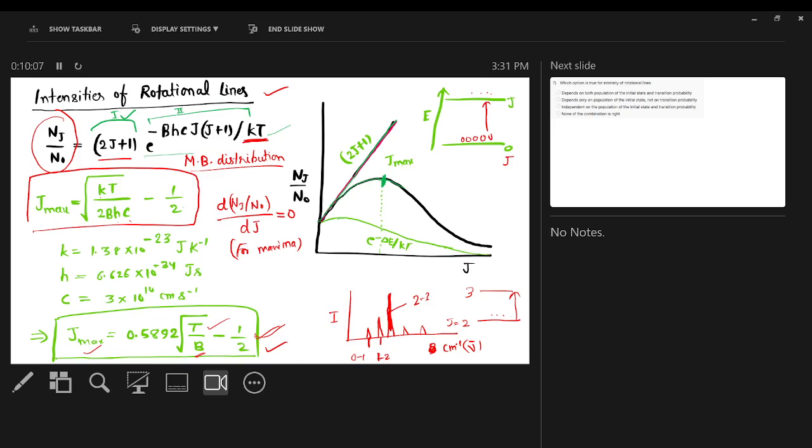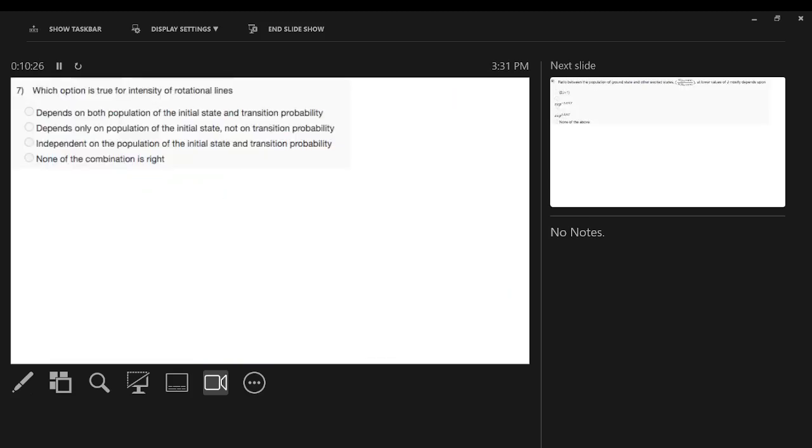So this is the summary of lecture 17, where we understood how the intensity of rotational lines gets affected, and what the effect of the electric field is. Based on this summary, let's try to solve some problems. The first question: which option is true for the intensity of rotational lines? We first have to understand what a rotational line is.